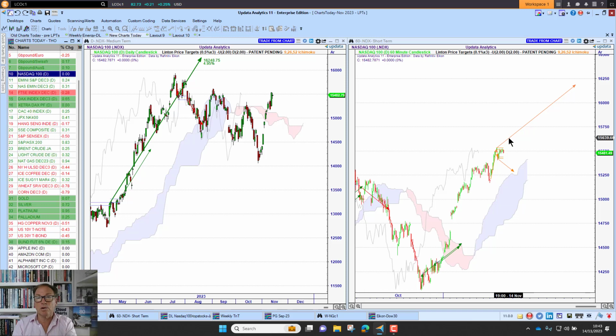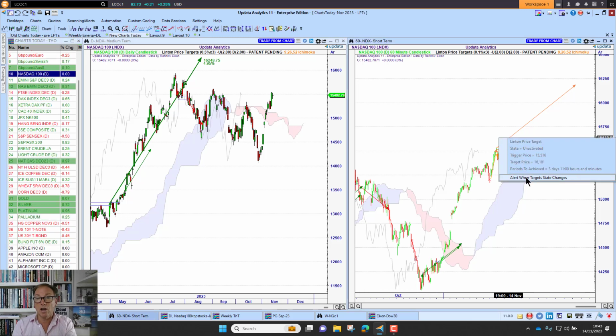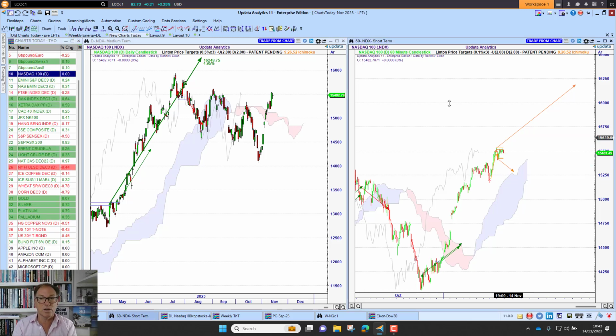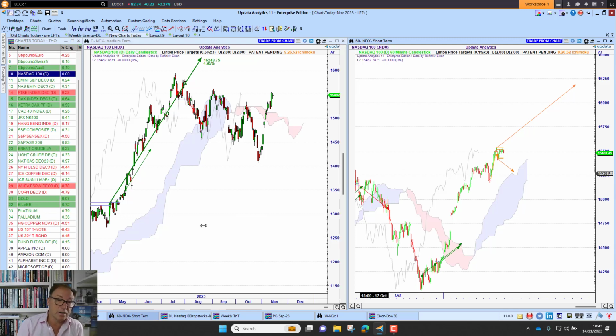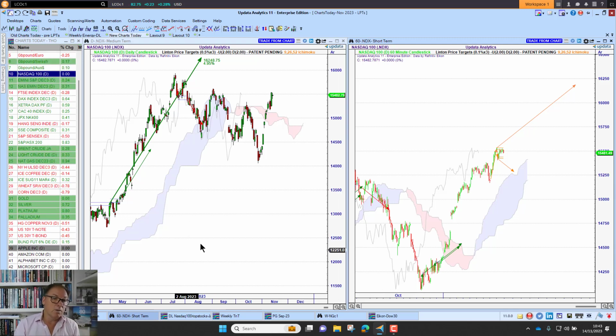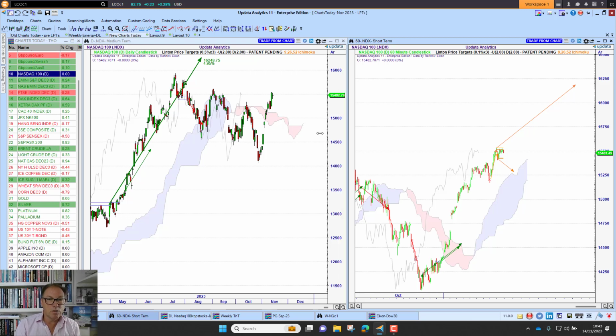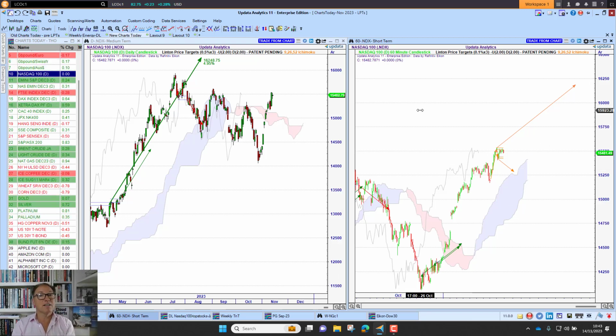And I can actually put in a little alert on there, and I can say, alert me when this target changes state. So when it turns green, I'll get an alert for that. So really quite key there. So keep an eye on these markets. Other markets, of course, following suit. In Europe, we're up this morning, looking more and more bullish, but we've really got to wait for this to play out. That's it for today.